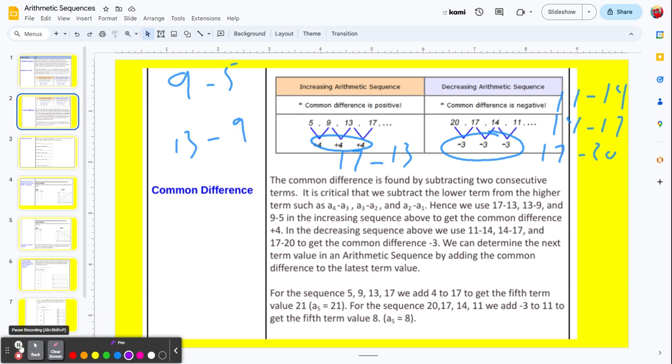Once we know our common difference, we can then keep generating more values for the sequence by simply adding that value to the previous number. So our a sub 4 was 17 on this first example, plus 4 would be 21. So our a sub 5 is 21. Our sixth term in the sequence would be 21 plus 4, which is 25. Same thing with the one that's decreasing, right? 11 plus negative 3, our fifth term value is 8. 8 minus 3, or 8 plus negative 3, is going to be 5, and so on.